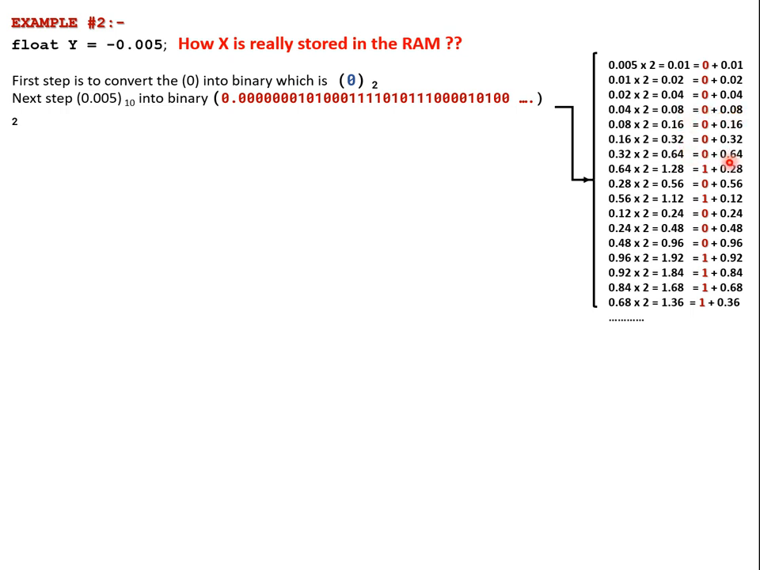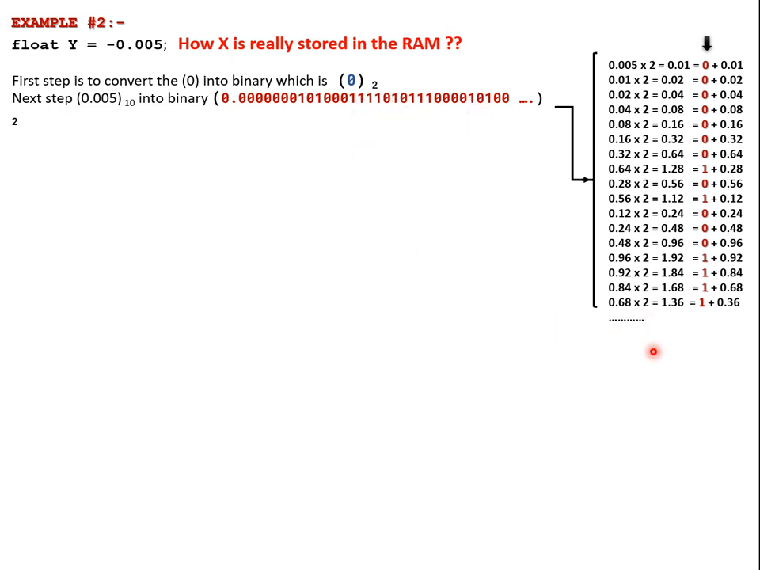Let's get here. 0.64 times 2 gonna be 1.28. So that's why we put the 1 here, and then plus 0.28, etc. Now we will read the number from top to bottom, which in this case gonna be 1, 2, 3, 4, 5, 6, 7 zeros. As you can see, 0 point, and you put here 7 zeros. Then 101, 101, and then 3 zeros, and then 111, 111, etc.